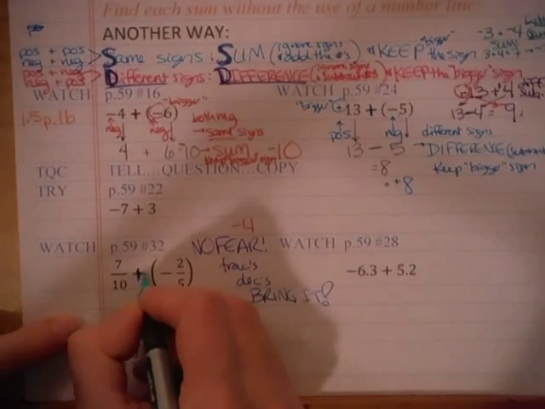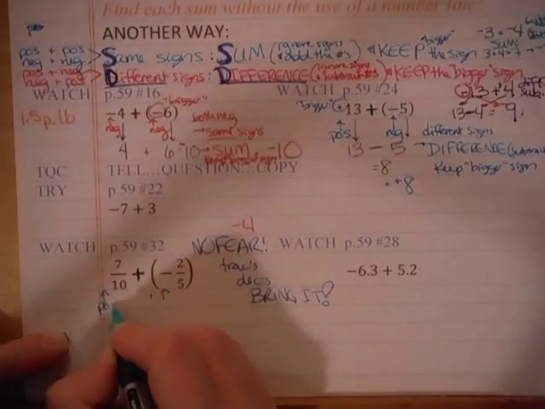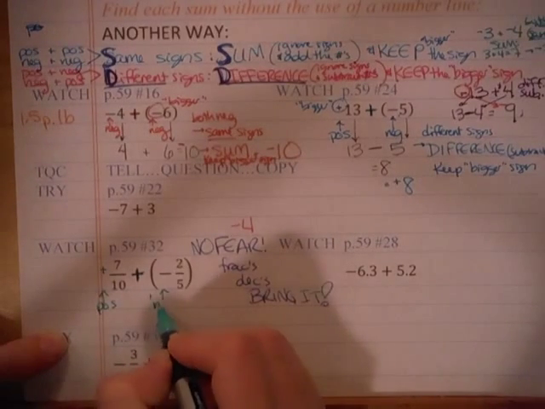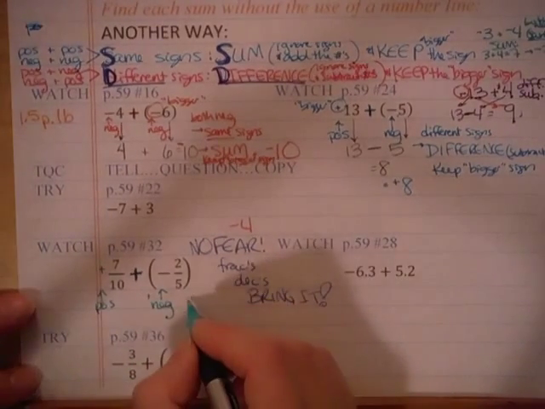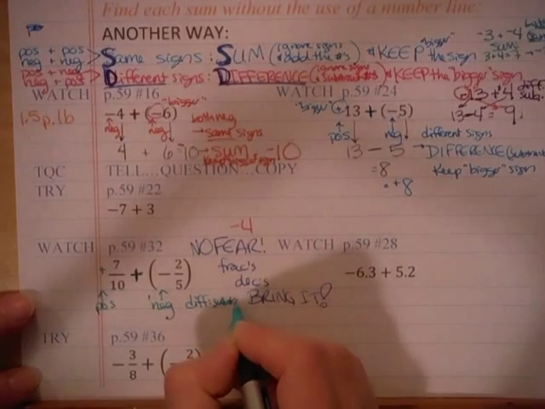I'm adding, so that means I start looking at signs. I look at both of them here. I've got a positive. How do I know? Nothing there, so it's a positive. Negative, because that's what's in front here. So they're different, which means I'm going to subtract. I'm going to find the difference.